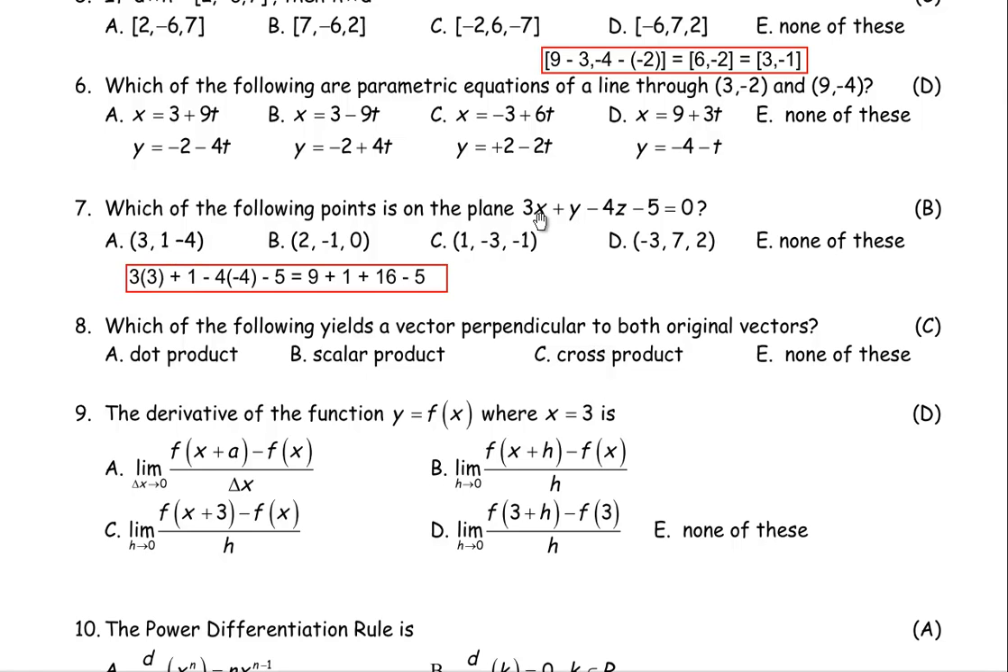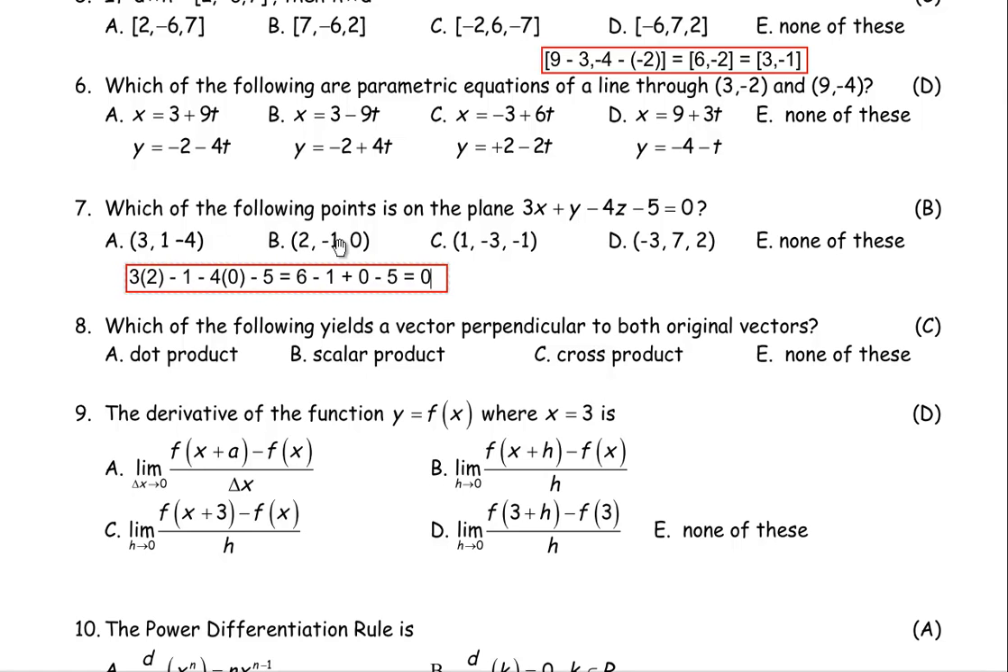So the 3 goes here, and then the 1 goes in place of y, and the -4 goes in place of z, so -4 times -4 minus the 5 in the end. Now, 3 times 3 is 9, and then plus 1 would be 10. This works out to 16, so now we're at 26, and then minus 5. Now, that certainly does not equal 0, and so that point does not satisfy the equation of the plane. But the next point does.